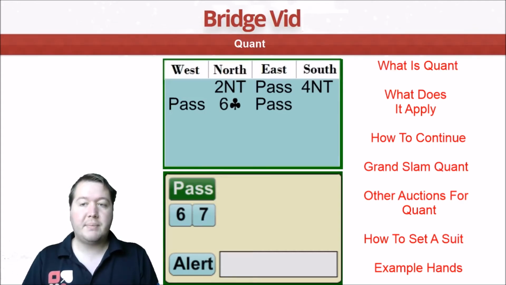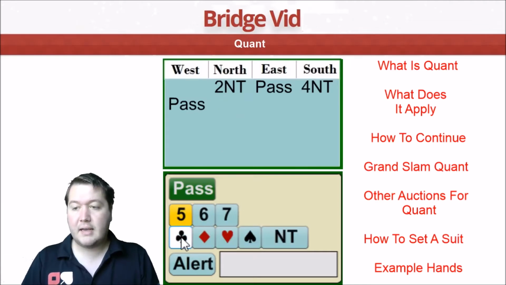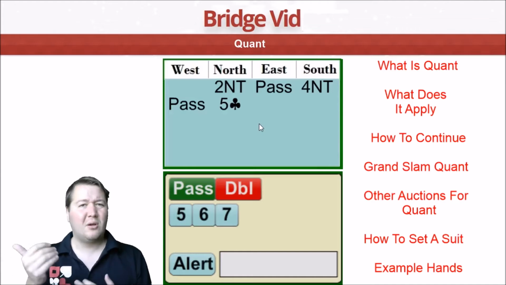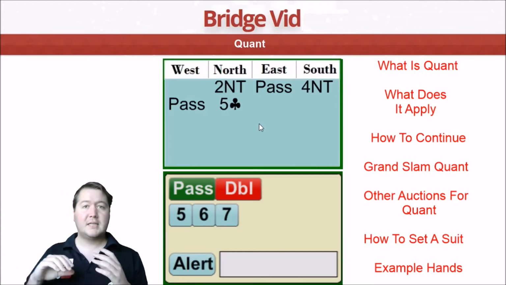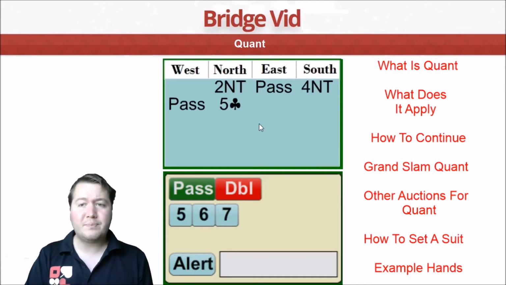So I like jumping to the 6 level to show a 4-card suit, and bidding at the 5 level saying I've got a 5-card suit. So the slower I take it, the longer my suit is. That's my preference. All kinds of people do different things when offering suits after Quant.